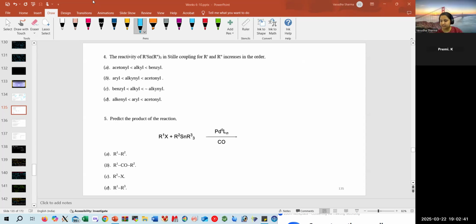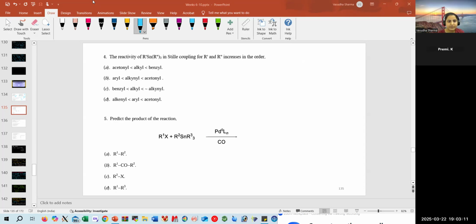So yeah, I think so, have you tried this one? Yes, ma'am. So I think that how it is going to increase the reactivity, in what way? So this we have, I think, written in the notes also.